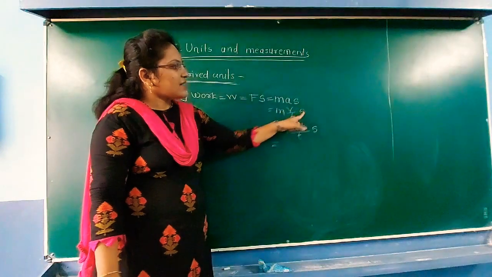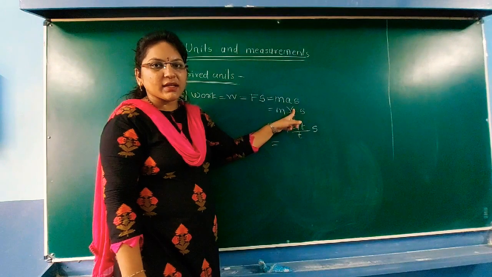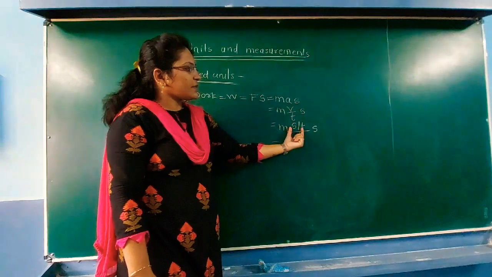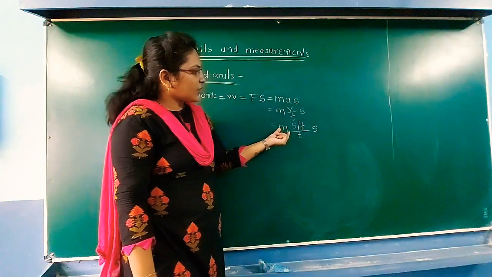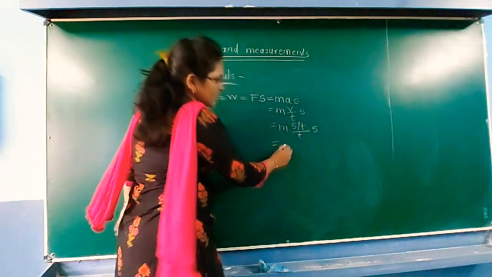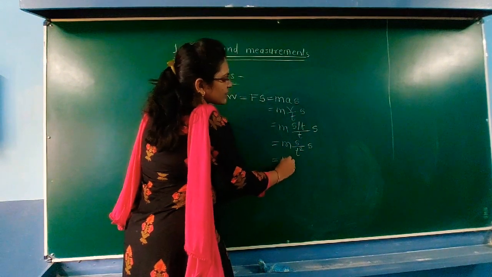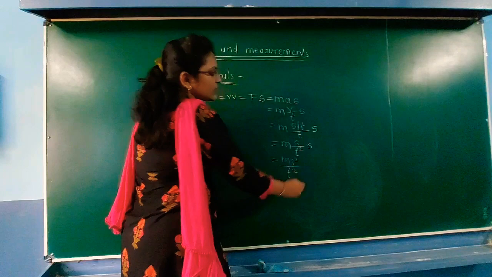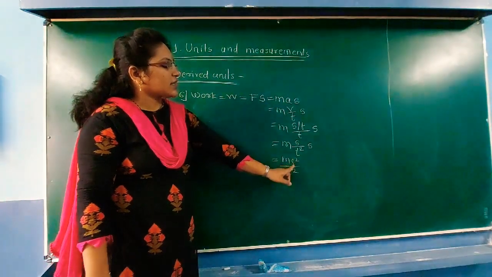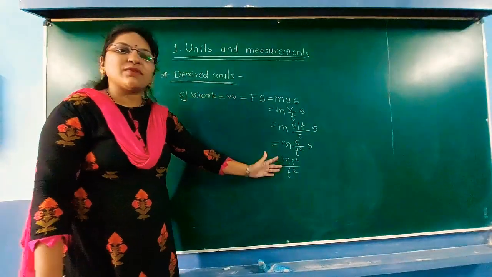Here M, S, T are fundamental quantities, but V is not fundamental. So we are placing in place of V displacement upon time. So we can write M into S upon T into S, which is equal to M into S upon T square into S, which is equal to MS square upon T square. Now here mass, length and time, these three are fundamental quantities. So we have split the work into three fundamental quantities.